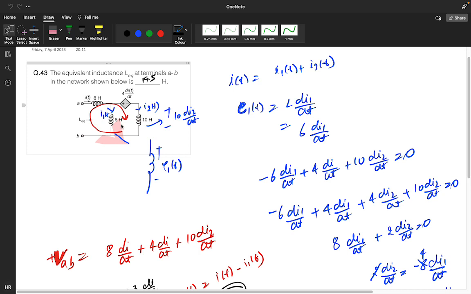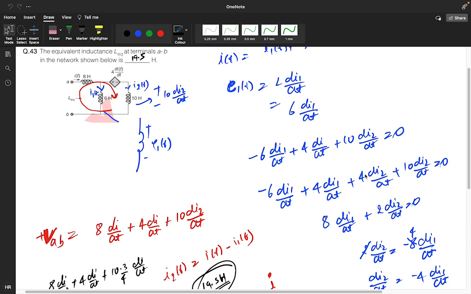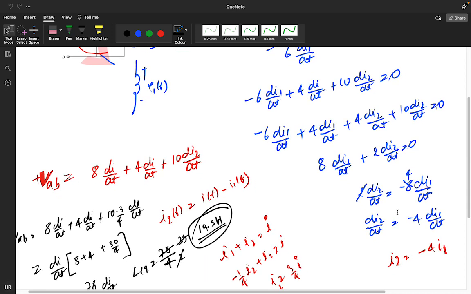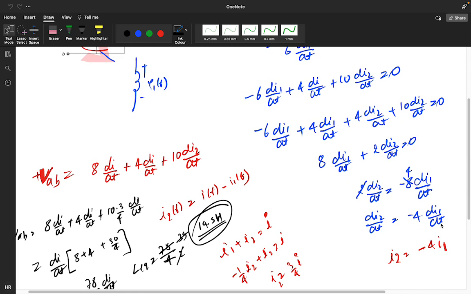Now you are applying the KVL in this first loop. Then you are applying it to the overall loop. So when you apply the KVL, you will get minus 6 di1 by dt plus 4 di by dt plus 10 di2 by dt. And you know that I is nothing but I1 plus I2. So substitute I as I1 plus I2, and you will get the relation of di2 by dt with di1 by dt. From that, integrating this, you will know that I2 is nothing but minus 4 I1.